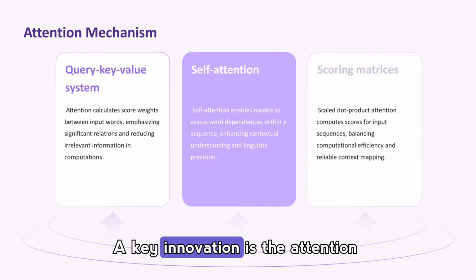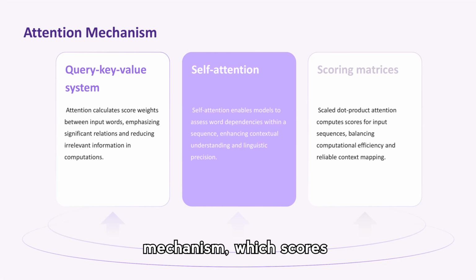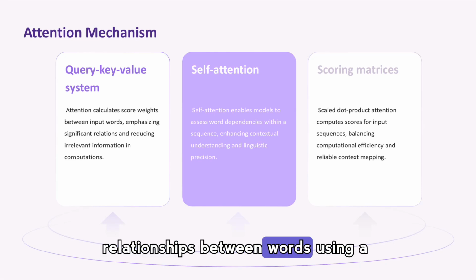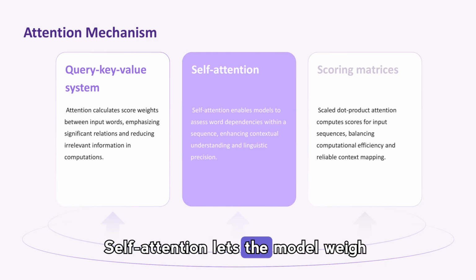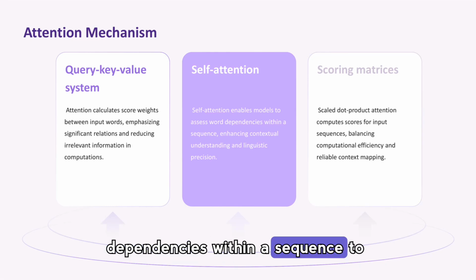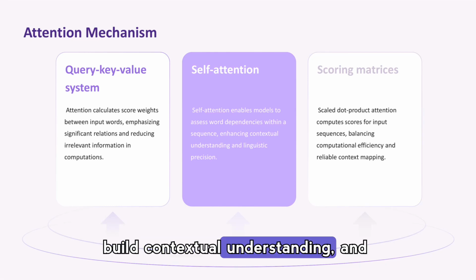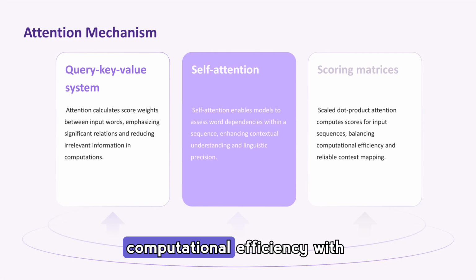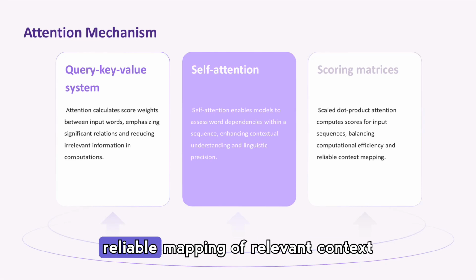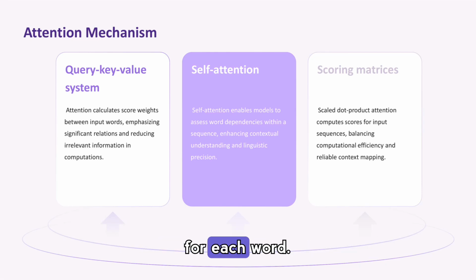A key innovation is the attention mechanism, which scores relationships between words using a query key value system. Self-attention lets the model weigh dependencies within a sequence to build contextual understanding, and scaled dot product scoring balances computational efficiency with reliable mapping of relevant context for each word.